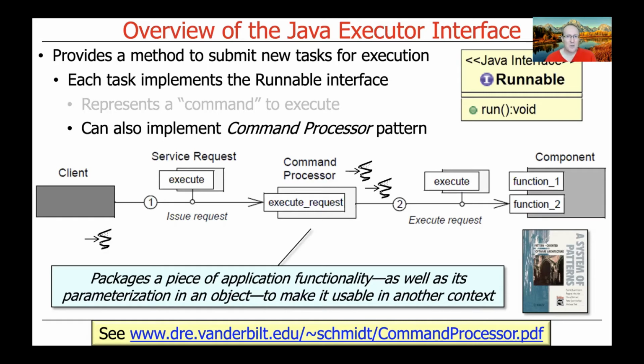So the command processor pattern really deals with concurrent processing, whereas the command pattern really just deals with packaging up some functionality into an object. So command processor is like command on steroids, is the best way to think about it.